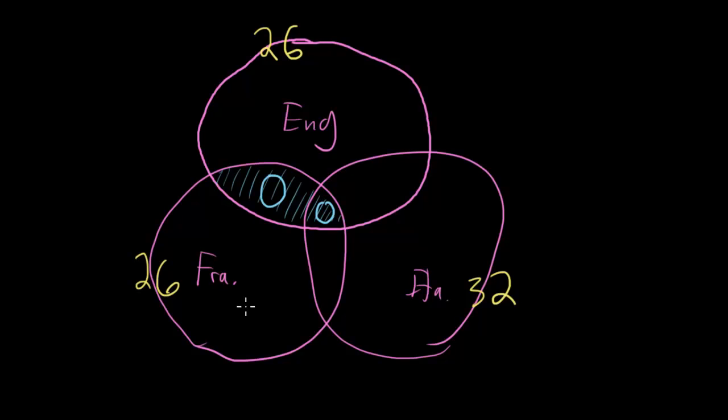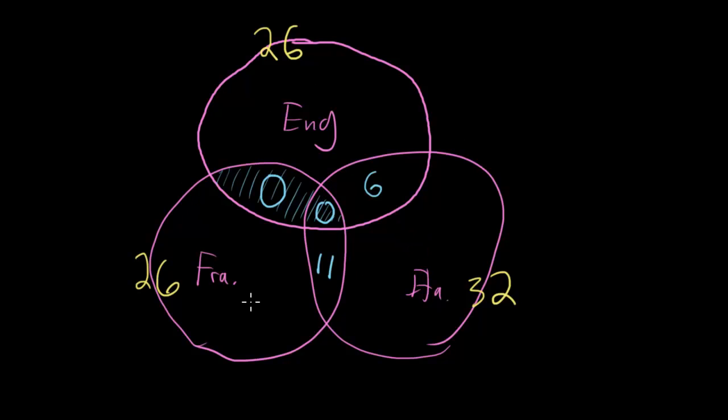What else do we know? 6 members traveled to both England and Italy. So we're talking about this football shape here, and we already know that there are 0 people in this part of the football. That means that all 6 that went to both England and Italy are right over here. And we know that 11 traveled to both France and Italy. All 11 must be in this section.